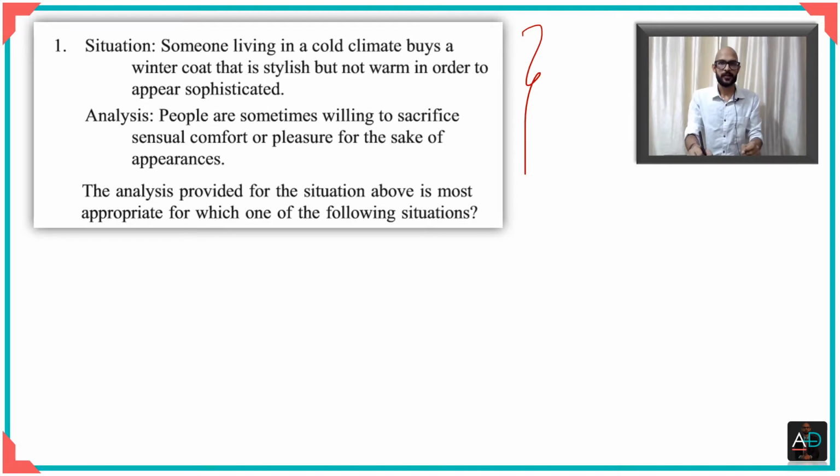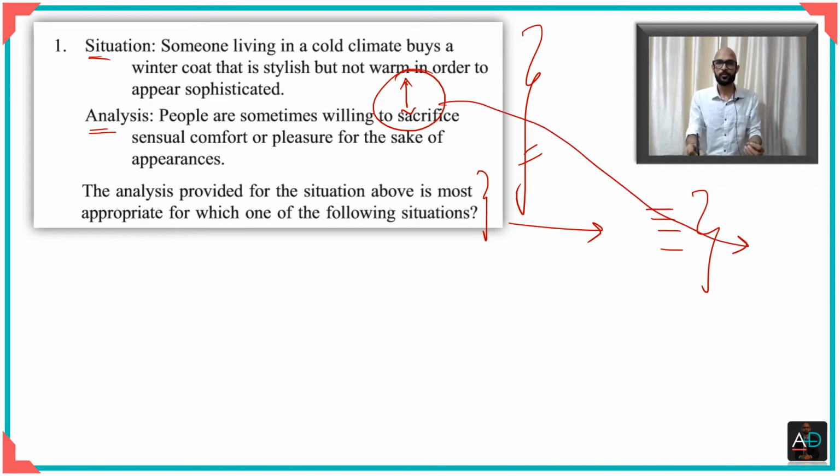So we'll have a look at this part of the question first and then have a look at the options later on. What you can see here is that you're given a situation and then an analysis. And what you're required to do is to see which of the 4 options most appropriately reflects this relationship between the situation and analysis. So we first have to understand this relationship and then see which of the options shows this relationship. So let's try to understand the relationship here.